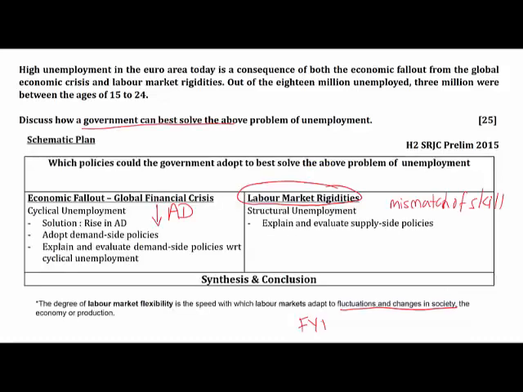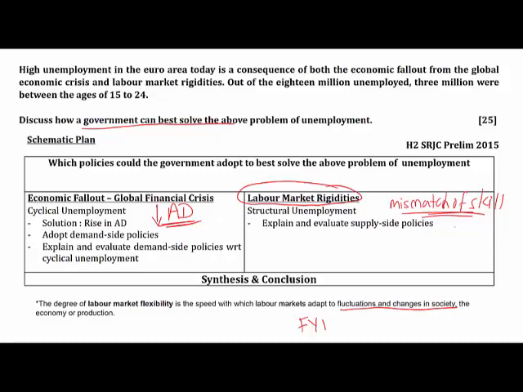So which policy is the best? I think to tackle a fall in AD, you need your demand side policies. To tackle this part here, the mismatch of skills, you need to talk about supply side policies. So that you can then form your comparison of which policy will be the best, which will lead to the government choosing the best way to solve the problem of unemployment. Your synthesis, of course, you must talk about.